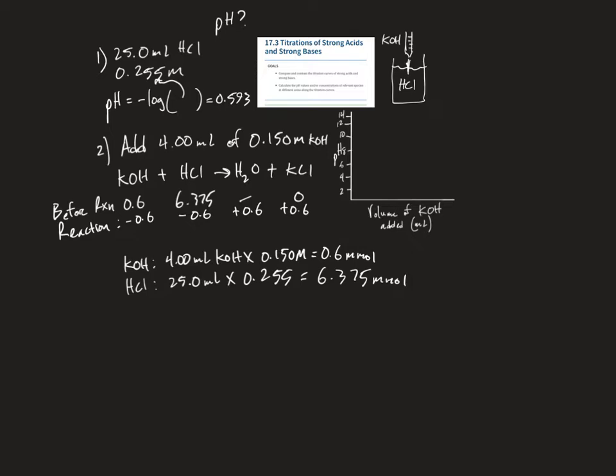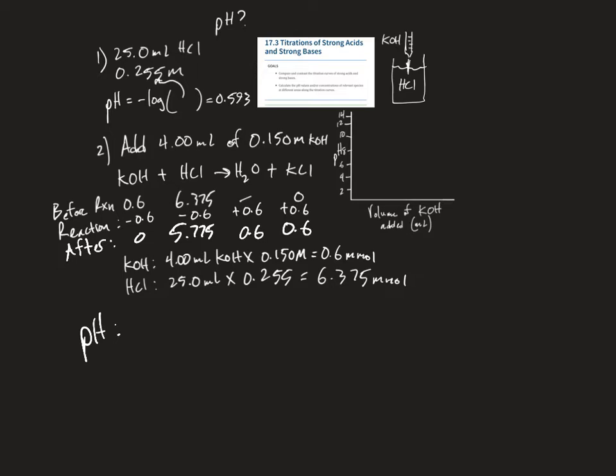Okay, so before reaction, after reaction, what we have left over: we have no more KOH, and we are going to have 5.775 millimoles of H plus. And then some more water, and we created some KCl, which does not have an effect on the pH. So pH is determined by how much HCl we have left over. We have no more KOH.